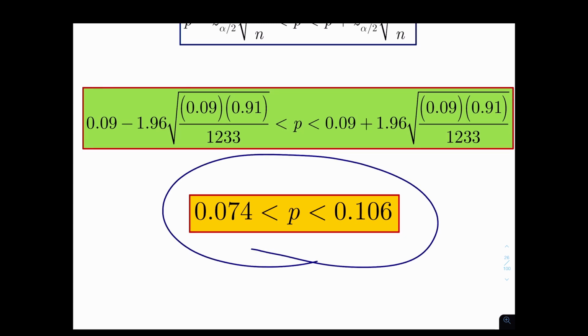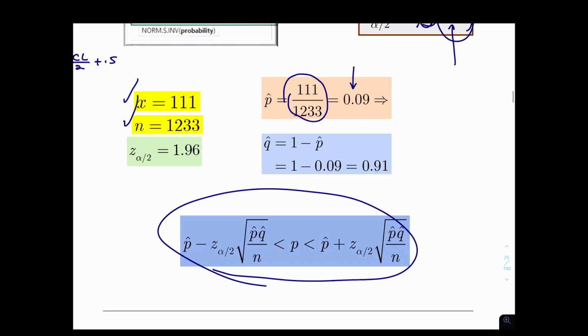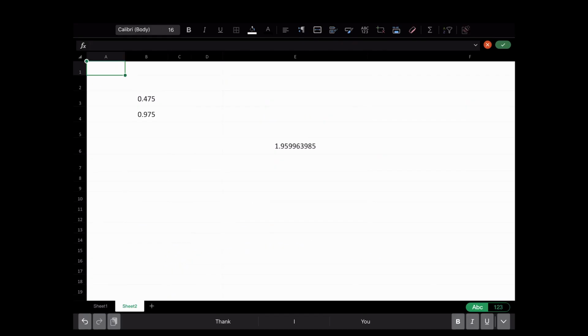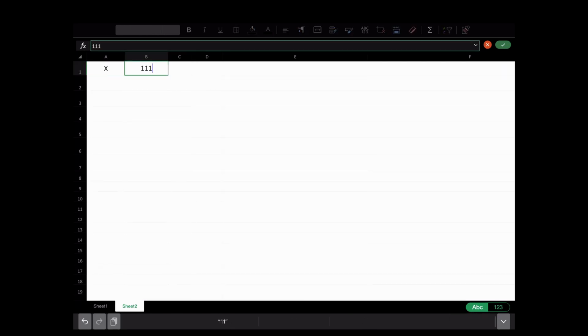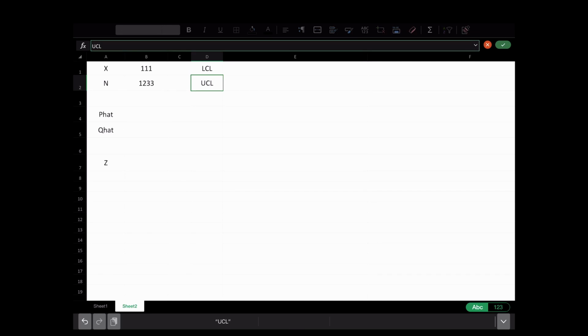Of course, during the exam, I'm interested in just these 2 numbers. All you have to do is type the lower confidence limit and the upper confidence limit. But I'll go ahead and share with you how this is done on a spreadsheet. So x is 111 and n is 1233. Then p hat, and I also need q hat, and I also need my z value. Once I have that, I can compute my lower confidence limit and upper confidence limit. My z-score I already showed you, it's 1.96.